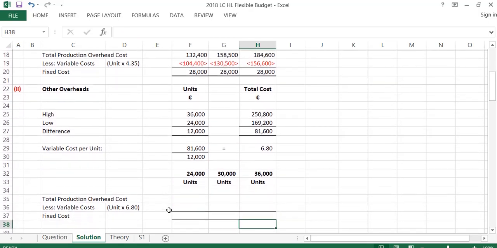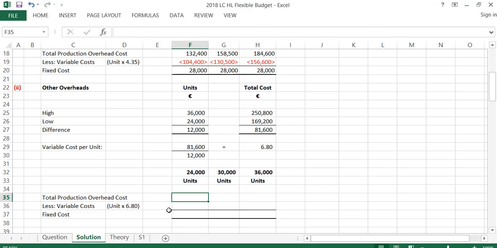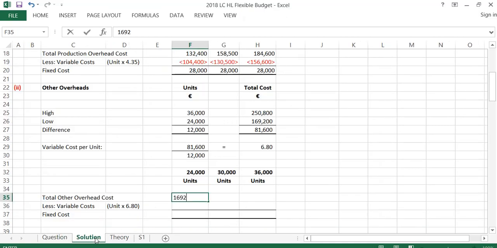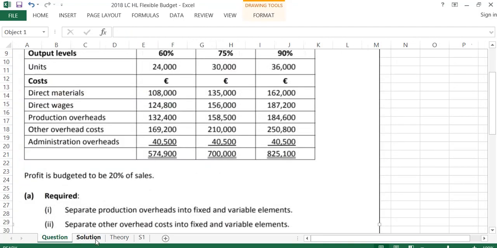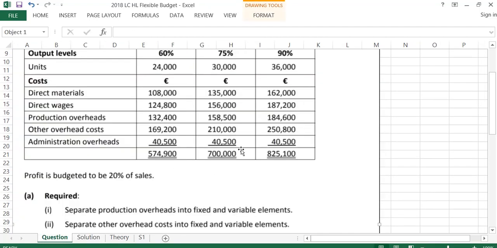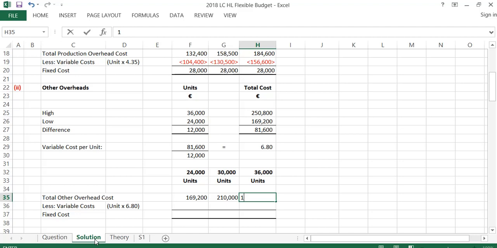Now again, to work out my fixed cost, I'm going to start off with the total other overhead cost for each amount of units. If we go back to the question, other overheads for 24,000 units are 169,200. For 30,000 units, they are 210,000. And for 36,000 units, they are 250,800.